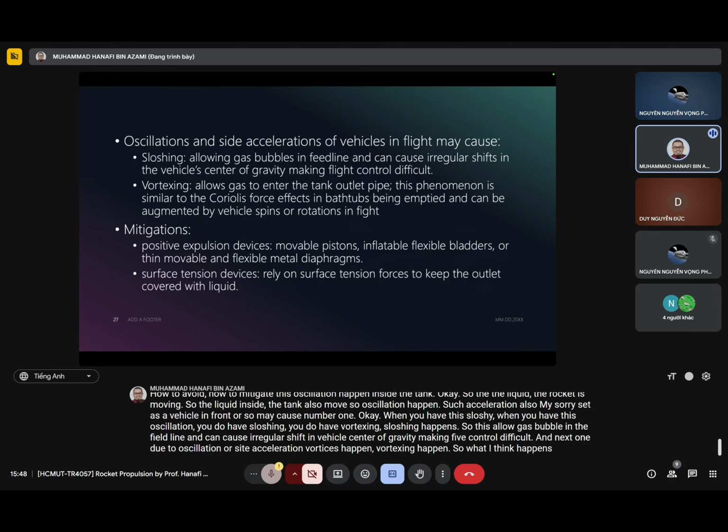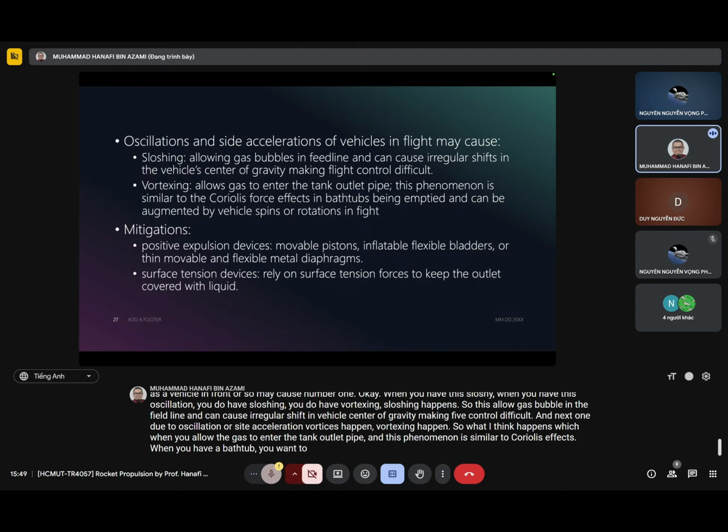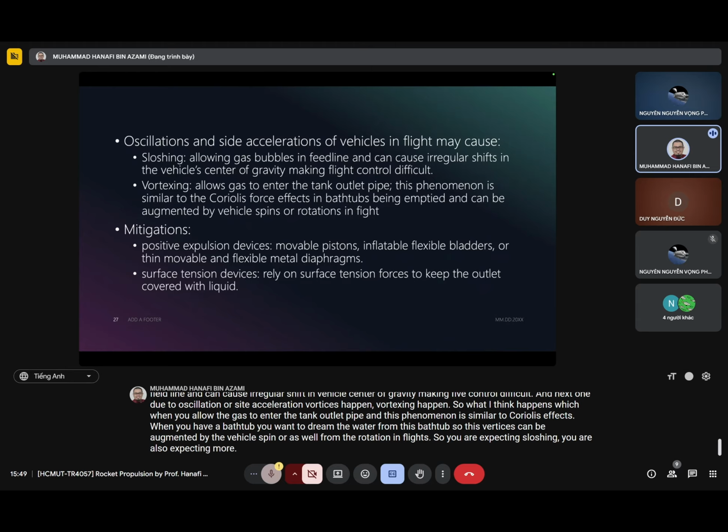And next, due to oscillation or side acceleration, vortices happen. Vortexing happens when you allow the gas to enter the tank outlet pipe, and this phenomenon is similar to Coriolis effects, like when you drain the water from a bathtub. These vortices can be augmented by the vehicle spin or by the rotation in flight. So you are expecting sloshing, and you are also expecting vortexing inside the tank. So how to mitigate this?